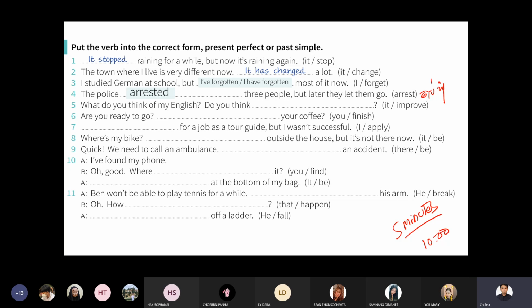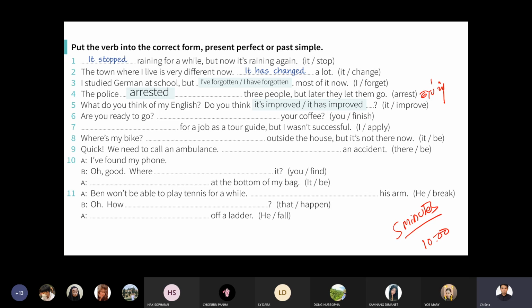Yes, teacher. Number 5. What do you think of my English? Do you think it has improved? Because you talk about now, right? So far in the past up to now. So you are right. It has improved.